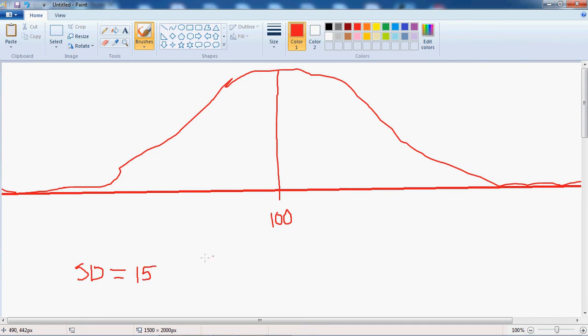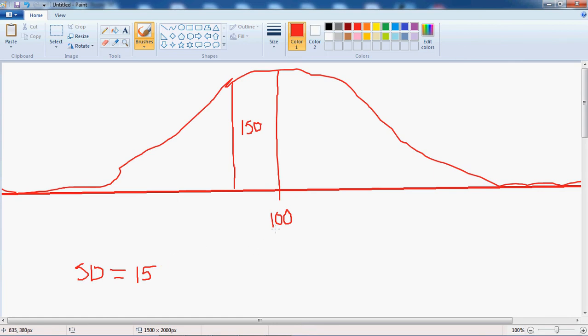So my standard deviation is 15. My mean is 100. This means some will fall above 100, some will fall below 100. And the standard deviation is the distance from the mean for each score. So now, let's say we are one standard deviation below the mean. So one standard deviation is 15 points.